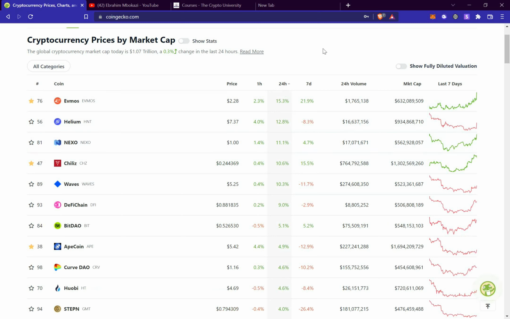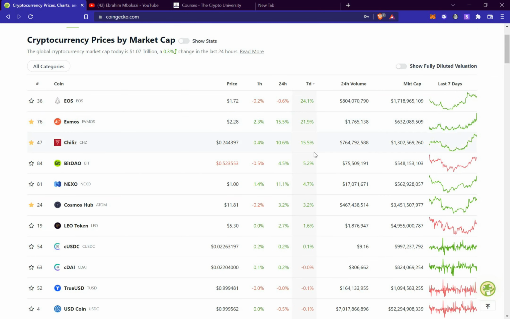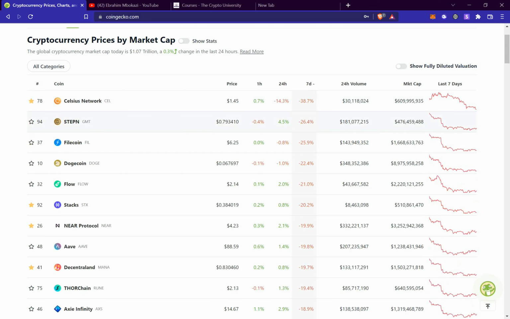Now let's just say you want to find out which token actually dumped the most, as in sold the most in the 24-hour period. You can just click on 24 again, and over here it's going to show you the tokens that have dumped the most. Over here we can see Celsius Network dropped the most, and 10 cent followed by 4%. Over here it shows you the coin that went up the most in the 7-day period, and if you click again it will show you the coins that went down the most.